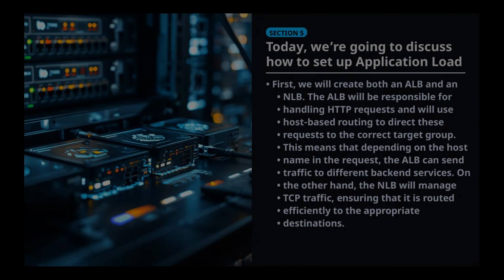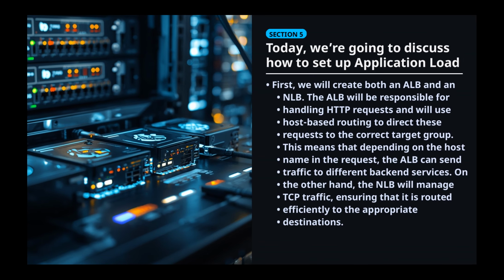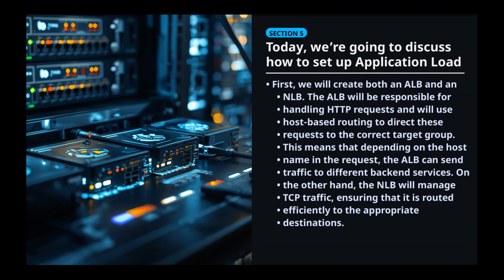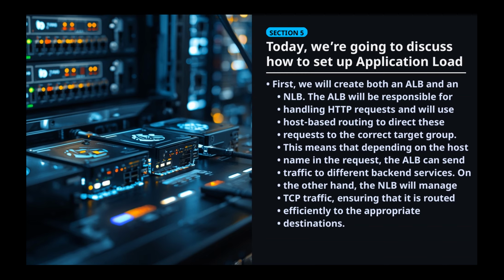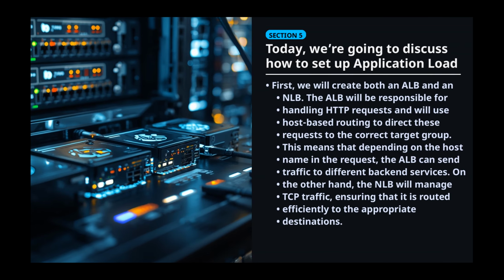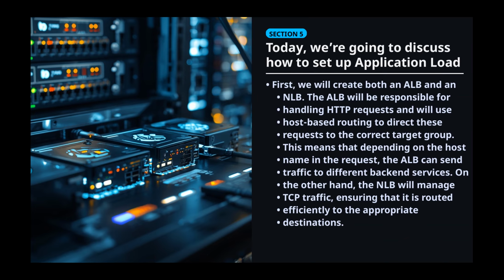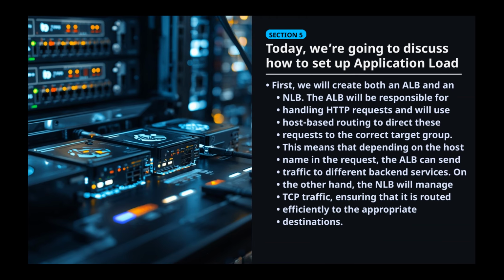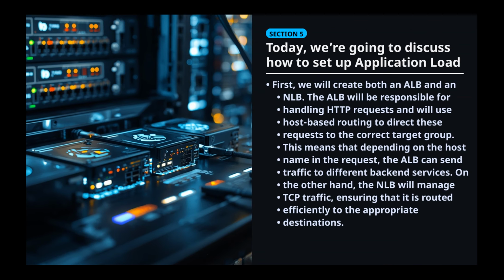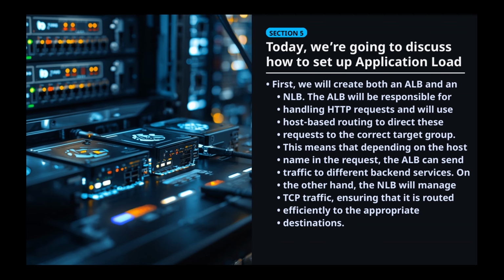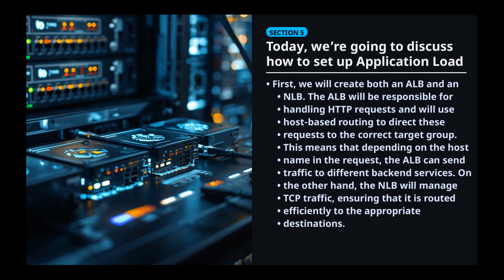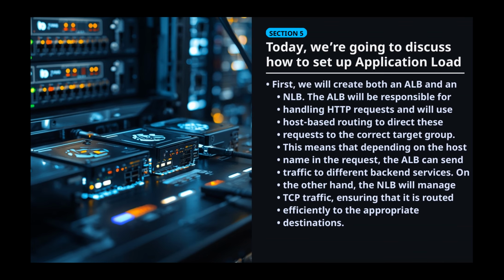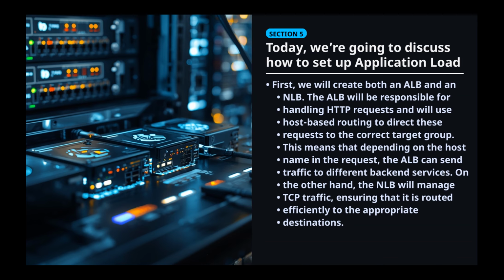The ALB will be responsible for handling HTTP requests and will use host-based routing to direct these requests to the correct target group. This means that depending on the host name in the request, the ALB can send traffic to different backend services. On the other hand, the NLB will manage TCP traffic, ensuring that it is routed efficiently to the appropriate destinations. Additionally, we have the option to integrate a gateway load balancer. This allows us to connect optional appliances, which can be useful for various purposes like security or monitoring.